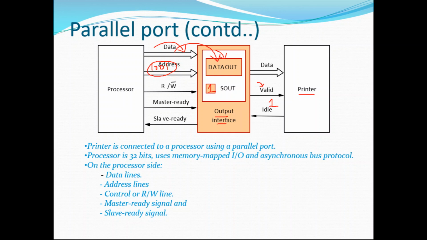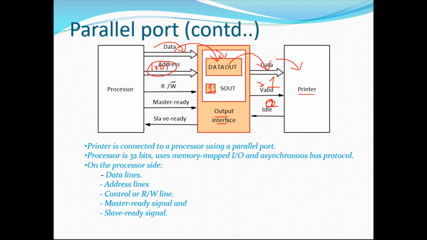So the interface circuit will keep the data on the data bus and it will assert the valid line. It will set the valid signal to 1. When the printer senses that the valid signal is 1, it will understand that there is some data available on the data bus. It will start taking this data from the data lines and start printing. While it is printing, it will again make idle 0, which means the printer is busy. It is not ready to take any data.